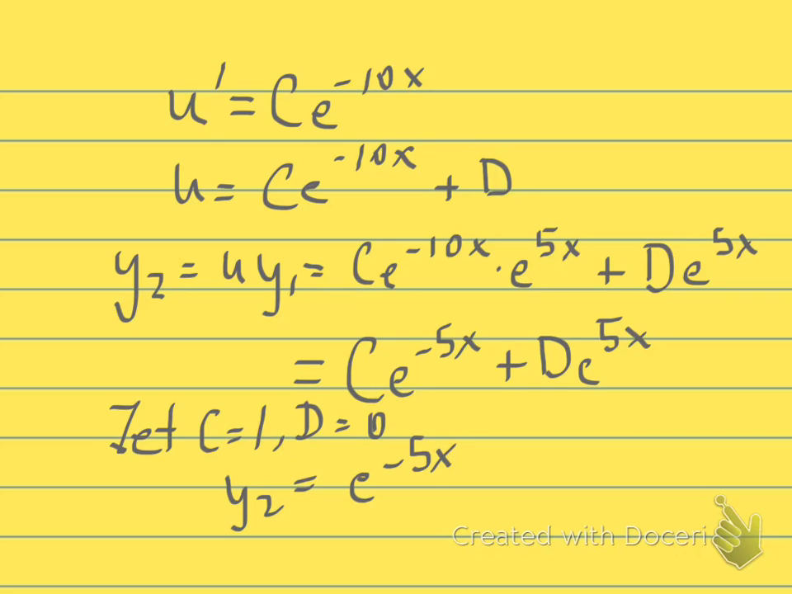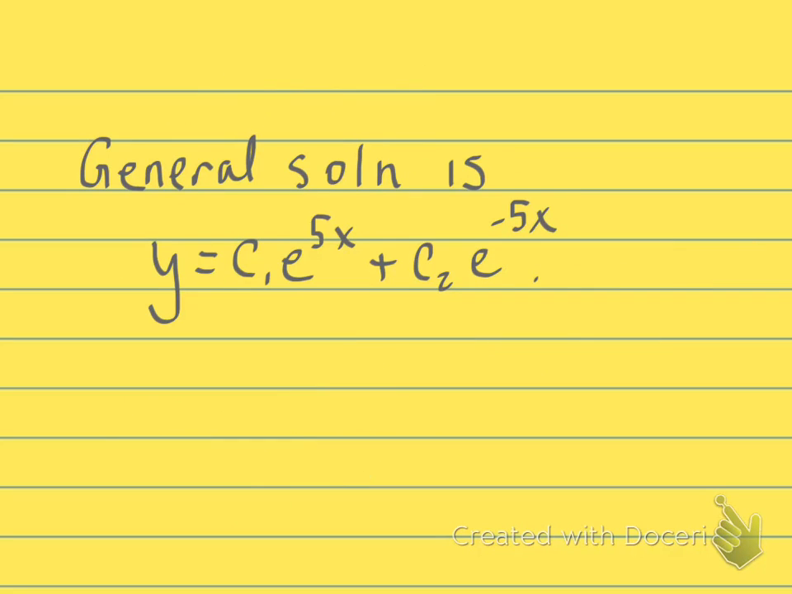You might just go ahead and check that indeed e to the minus 5x solves the differential equation y double prime minus 25y equals 0. So since I have a fundamental set of solutions, my general solution to the differential equation is c1 e to the 5x plus c2 e to the minus 5x.